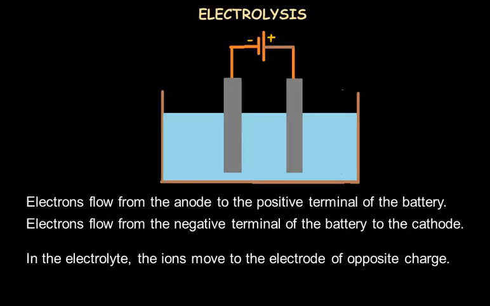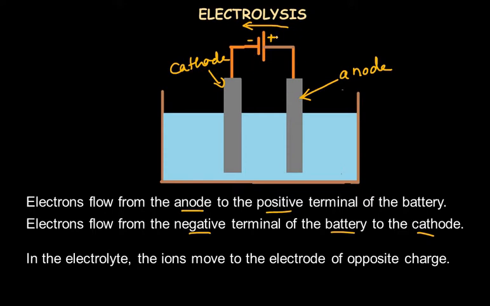We have already learnt that in such an electrolytic cell, the positive electrode is called anode and the negative electrode is called cathode. The electrons flow from the negative terminal of the battery to the cathode, and from the anode to the positive terminal. So in this case, we can see that the electrons flow in this direction from anode to cathode.